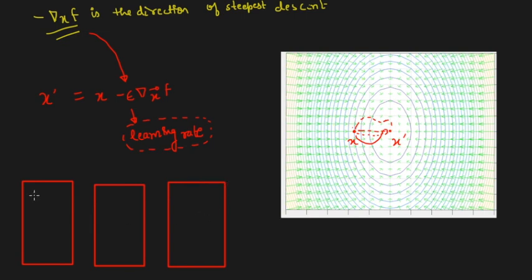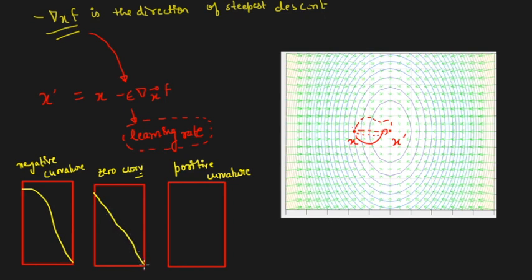I'll draw the plots in here. So the first plot here has negative curvature, the second has zero curvature, and this last one will have positive curvature. So I'll draw a negative curvature curve. I'll try my best to draw a zero curvature curve. And lastly, we draw a positive curvature curve.